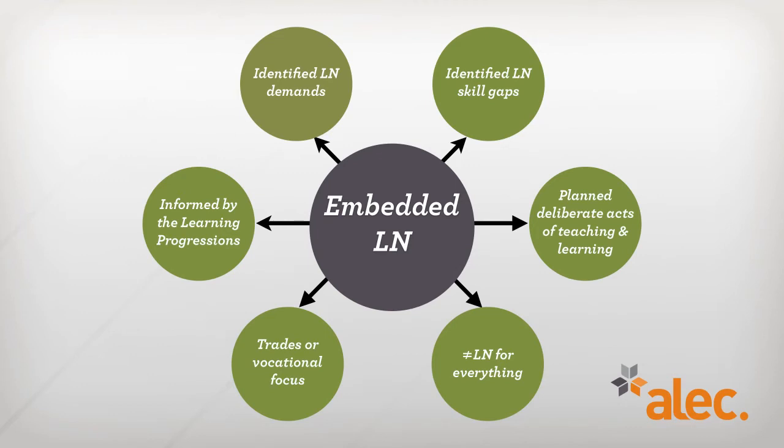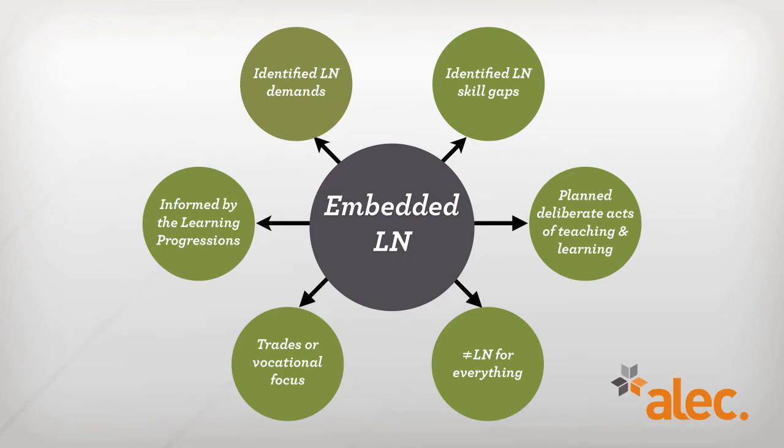Very quick revision here. You're probably fine with this, but I'll just go over it briefly. Just to recap, embedded literacy and numeracy is all of these things here on the screen. It's about planned, deliberate acts of teaching and learning. It's about identifying the literacy and numeracy skill gaps of your learners. It's also about identifying the literacy and numeracy demands of your course, and it's really the difference between the demands of your training versus the skill gaps of your learners that tells you where you need to be embedding. So your embedded approach needs to be informed by the learning progressions.